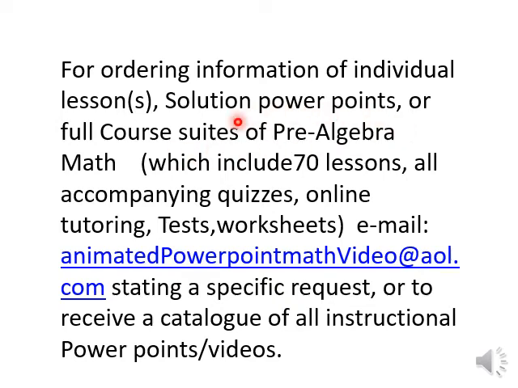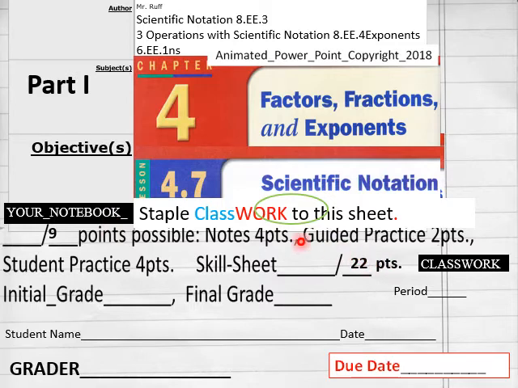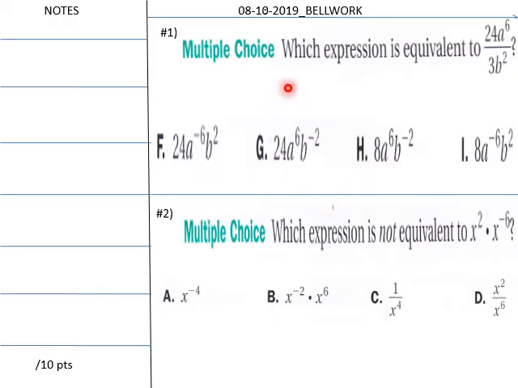Hello everybody, getting ready to do Pre-Algebra Math Lesson 4.7 Part 1, and it is about scientific notation. We have 9 points here with notebook taking. Get your note-taking guide, and then we got a 22-point classwork sheet here to do for this lesson. Here are your standards up here. Scientific notation. Here's our Bellwork.